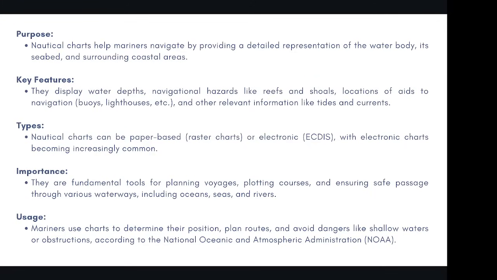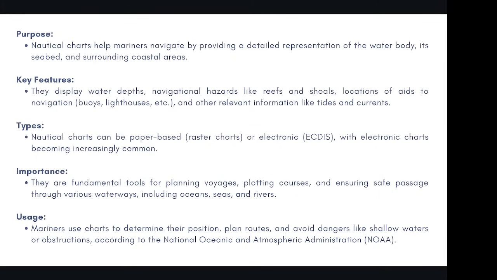So we also have some types of nautical charts that can be the traditional one, the paper-based, also called the raster charts, or electronic, or the ECDIS. So with electronic charts becoming increasingly common, in our modern days, you can usually see some electronic charts. They are more used to using the electronic rather than the traditional one, which is the paper-based.